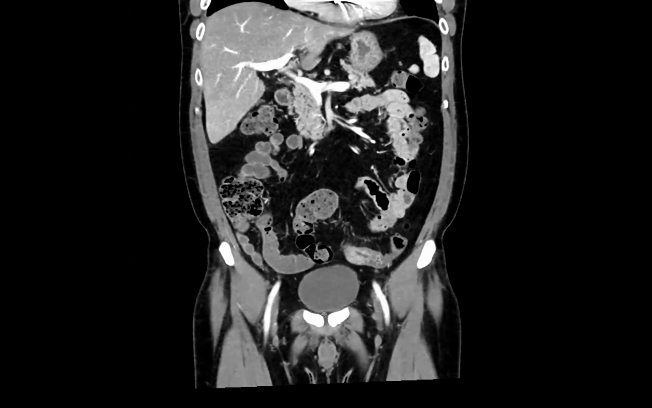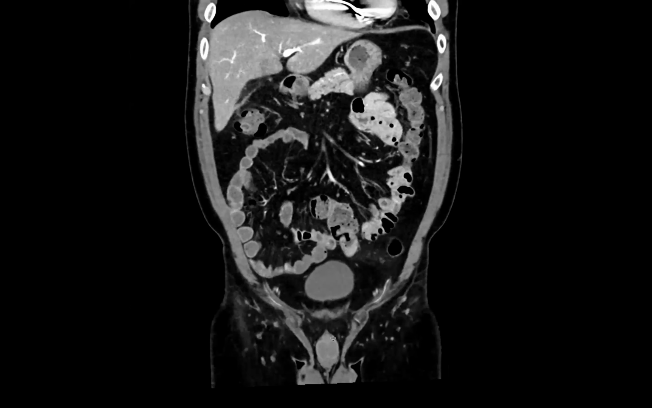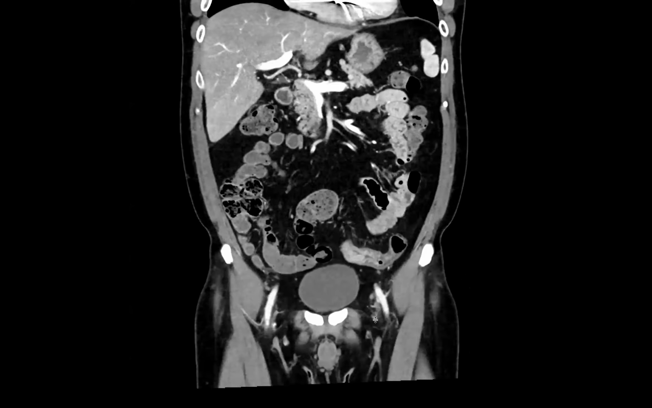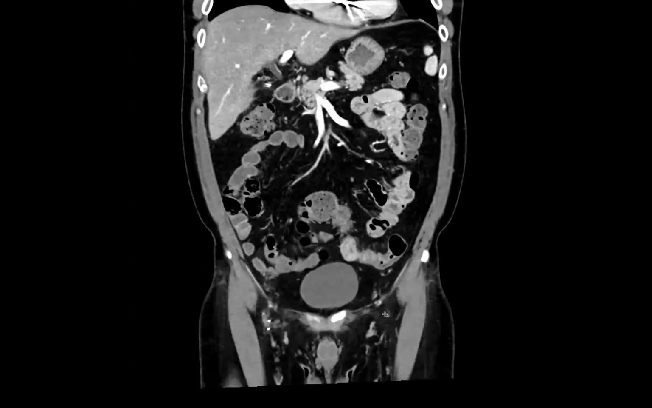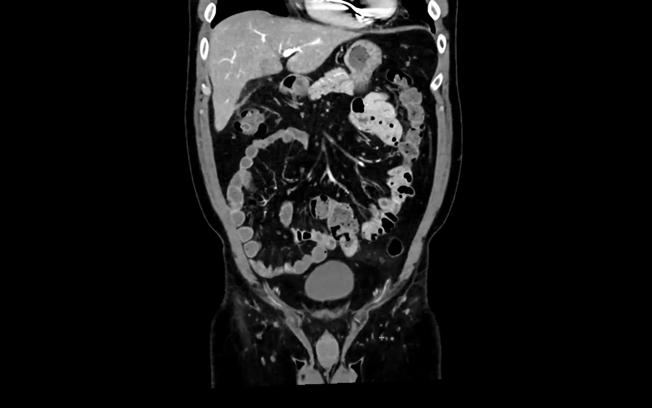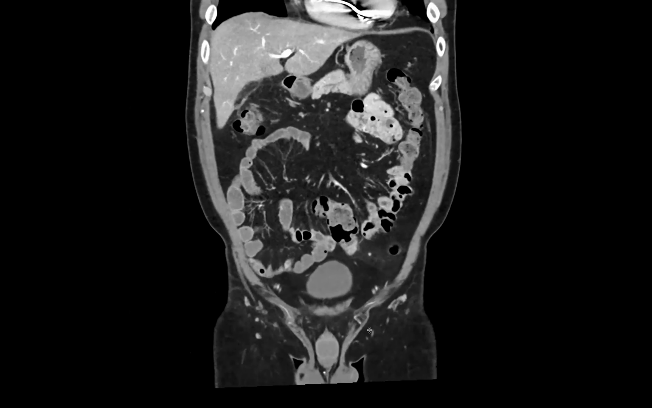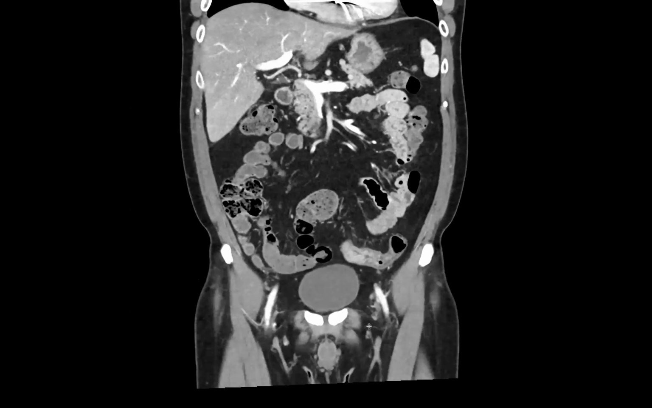So a companion case, just again to trace the colon from the beginning to the end, because colon cancer is common, and we see them not infrequently and diagnosed incidentally. Very good reminder to trace the whole colon.